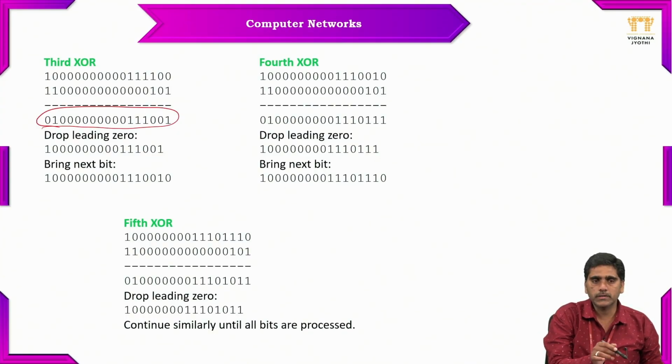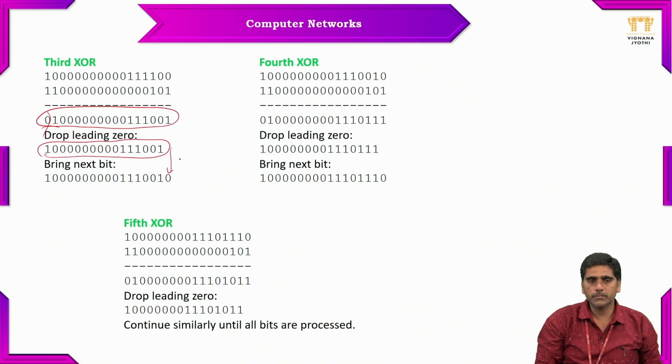In this output bit sequence, you can see the leading 0, so drop the leading 0. After dropping the leading 0, the bit sequence is this one. To this bit sequence, again bring the next bit, because the bit sequence has to be made a 16-bit remainder. To become a 16-bit remainder, we need to add all the remaining bits to this bit sequence.